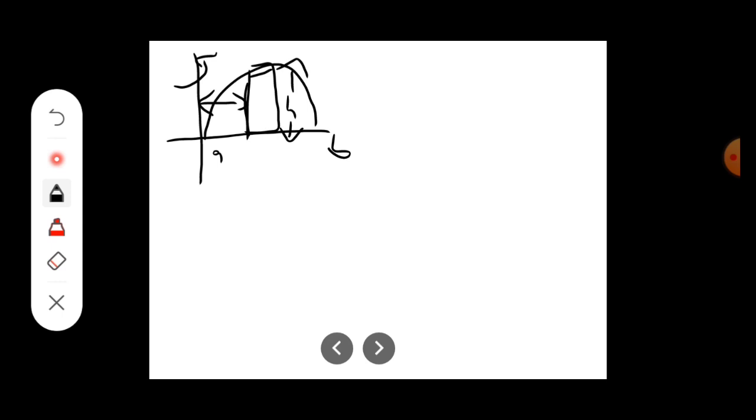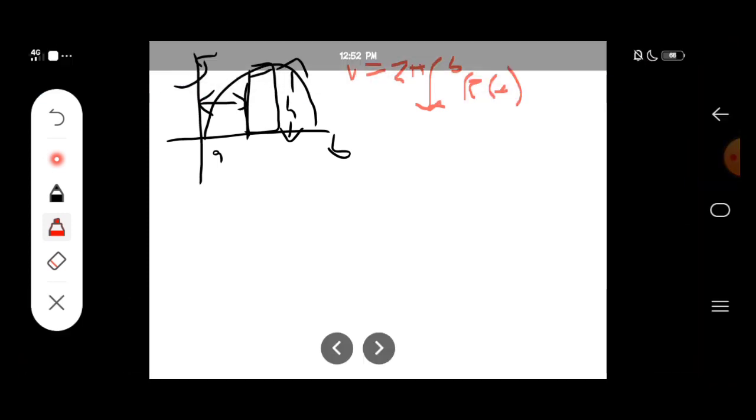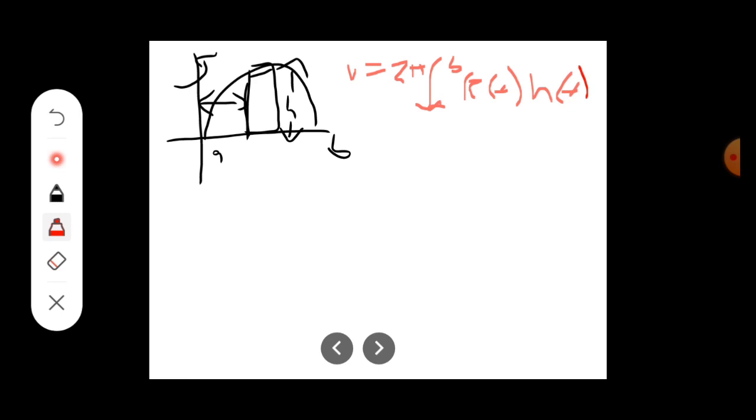So using the shell method, the equation is this. V is equal to 2 pi integral from a to b of r of x times h of x dx. So if you want to find the volume of the solid when rotated about the y-axis, this radius and the height have to be in terms of x.